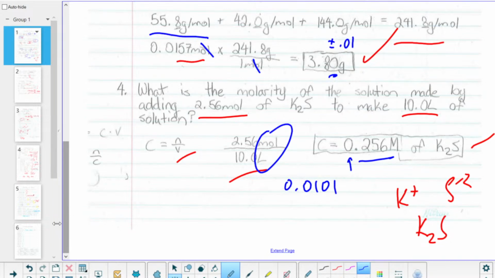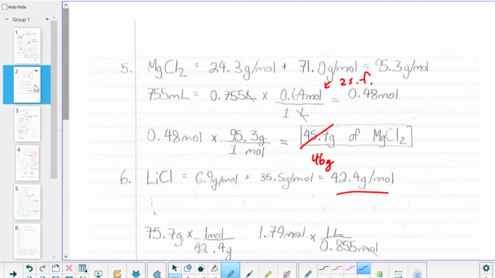Questions on the first 4? 5, MgCl2. We have a calculation. First, we have to convert it in the liters and the moles, 0.48 moles times the mass. Now, this one should be 2 sig figs. And you end up having 46. Not sure why he did the rounding there and then he just expanded there.